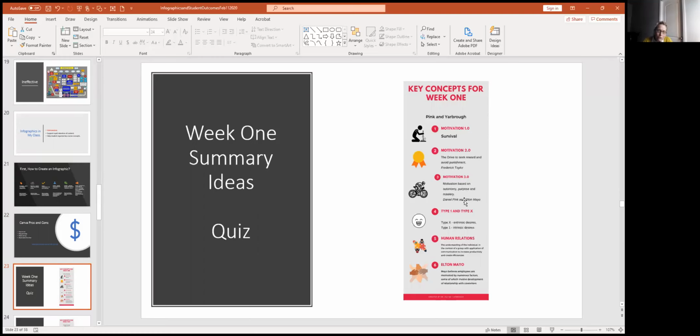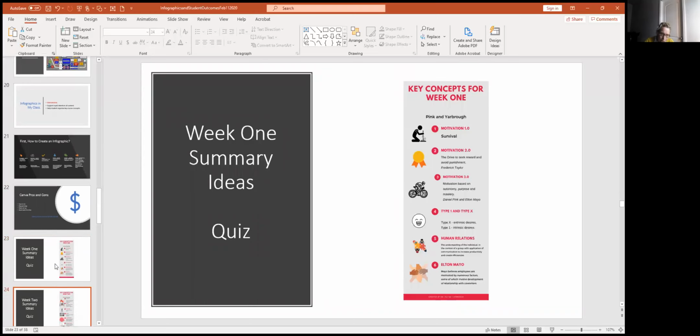And then I followed with an optional weekly quiz. So they had this infographic at the beginning of the week. And at the end of the week, I gave them a quiz, a very simple multiple choice quiz that was based on the key concepts of this infographic.